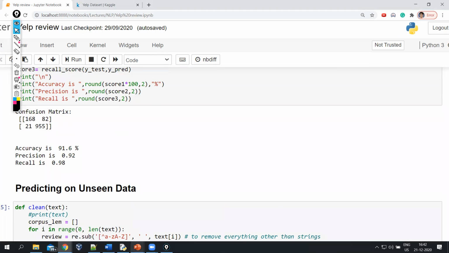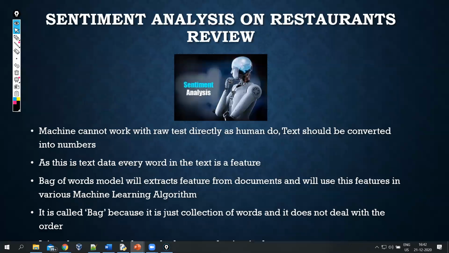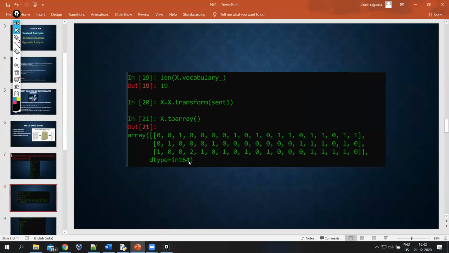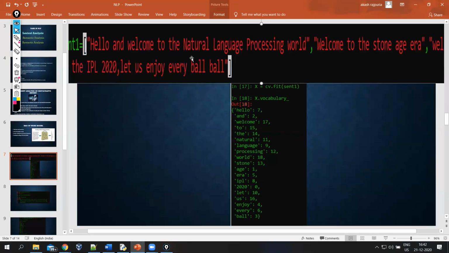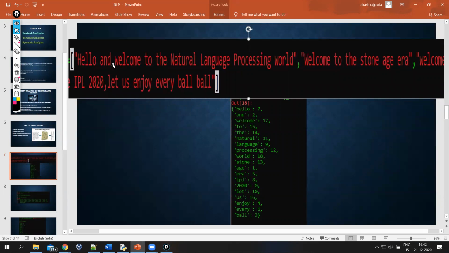And yes, like I said, I will show you the bag of words model part, and how it looks. For example, I have this sentence. Everyone focus here now. The sentence is, hello and welcome to natural language processing world.